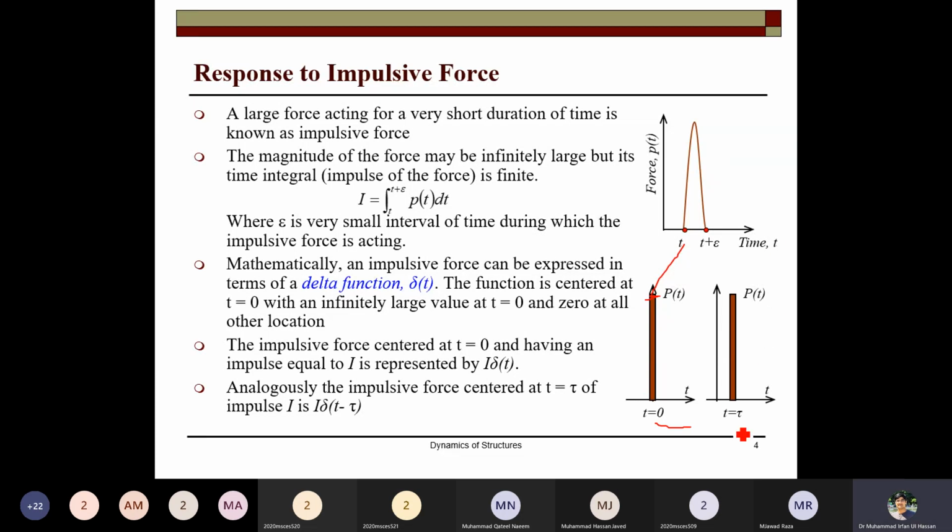Basically, an impulsive force which is centered at t equal to tau, of impulse I delta t minus tau. During the interval 0 to t equal to tau, that is, the final time, we are calling it tau. So during that time, the total impulsive force will be the total value of the load into that small time interval. That is called I delta.